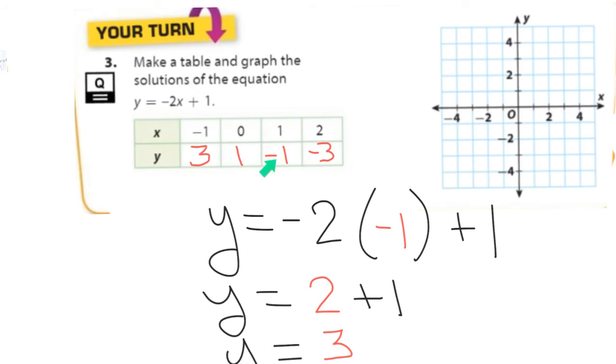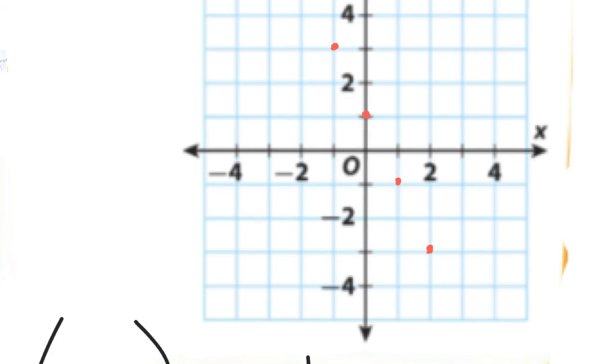Now, if you got these correct, plot these points on the graph and then come on back. So stop, plot the points, come on back, and we'll compare. Okay, so I put -1. I came over -1, 3, and then this is 0, 1. The next one I did +1, -1, and the last one was +2, -3. So that's where your point should be.